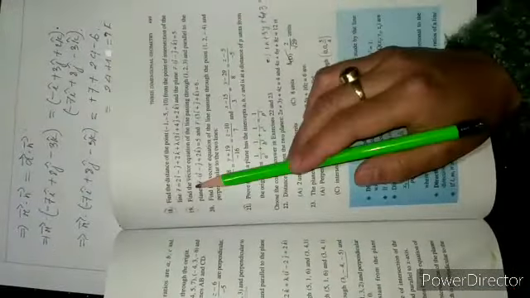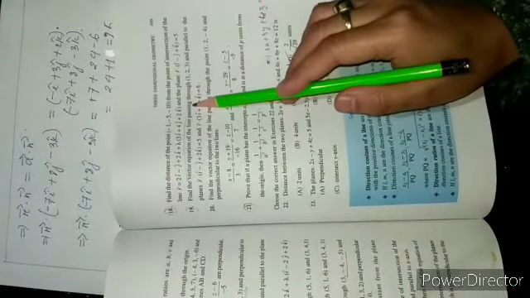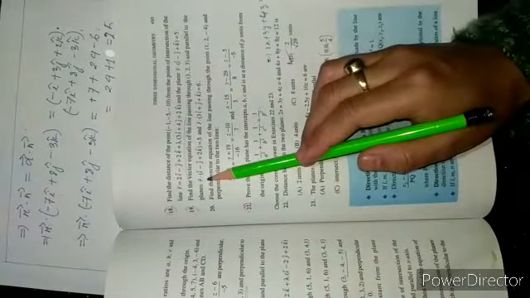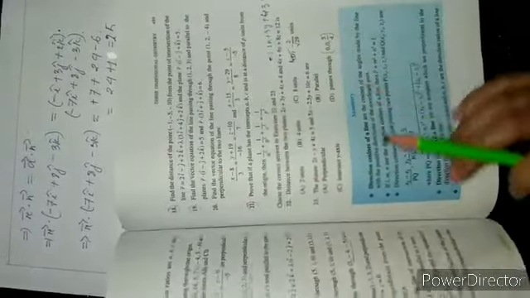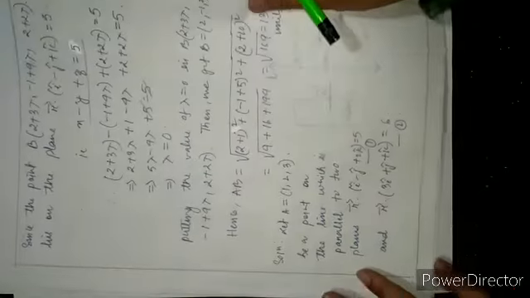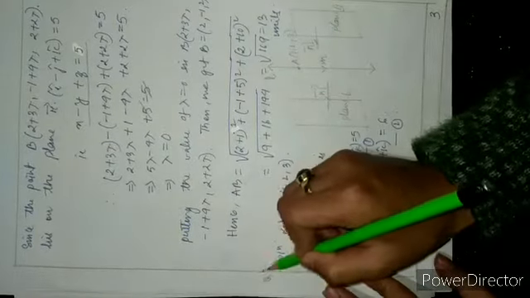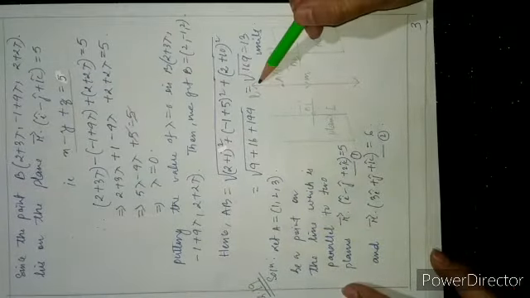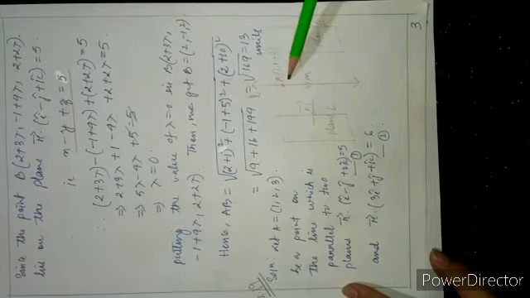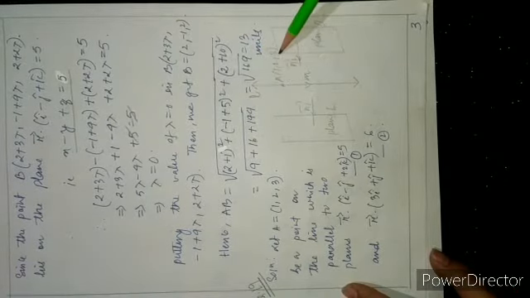Question number 19. Find the vector equation of a line passing through the point 1, 2, 3 and parallel to the planes. Now we're going to derive the equation of this line L passing through point A with coordinates 1, 2, 3 and parallel to the two planes.